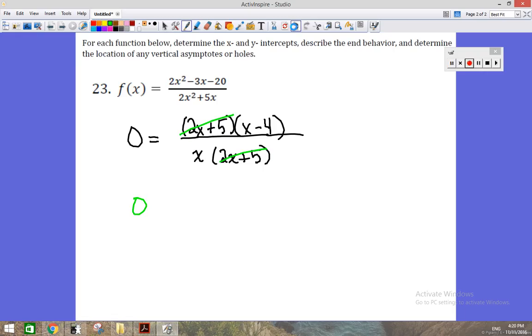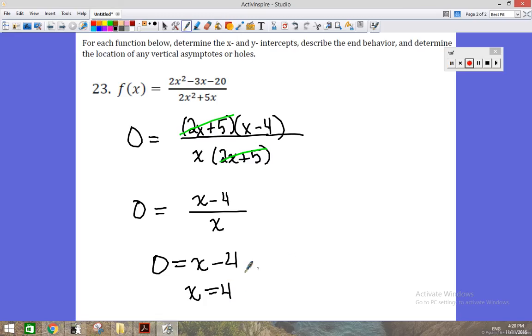So now that I have this fraction in lowest terms, I can recognize that if this fraction does equal 0, it's because the numerator is 0. Okay? Not the denominator. It can never be 0. Well, if I set this numerator equal to 0, it's extremely easy to solve. X equals 4. So there's my x-intercept. Just a single x-intercept at x equals 4.